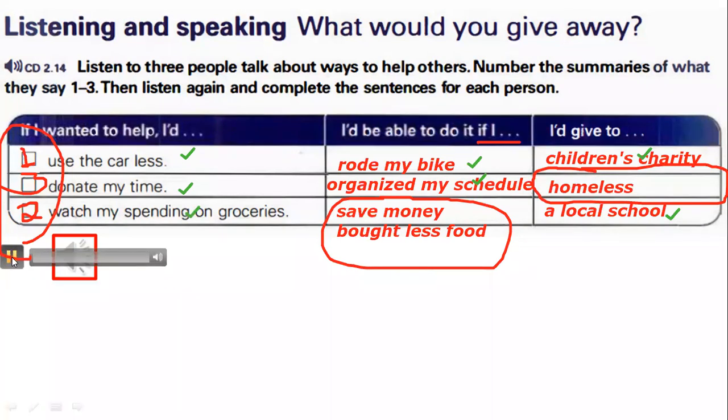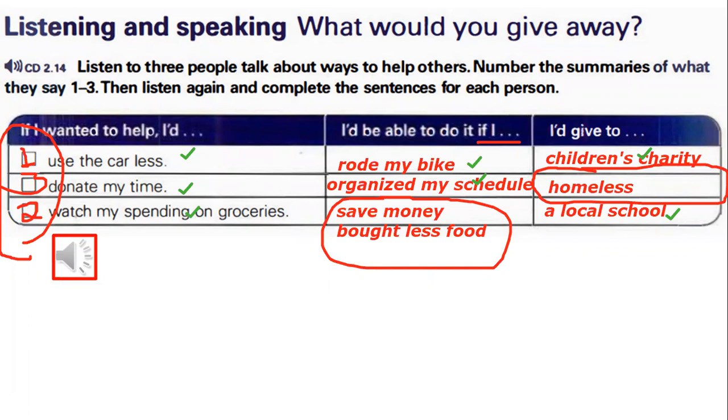Page 53. 3. Listening and speaking. What would you give away? A. Listen to 3 people talk about ways to help others. Number the summaries of what they say, 1 through 3. Then listen again and complete the sentences for each person.